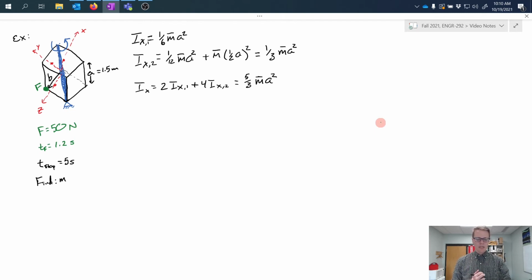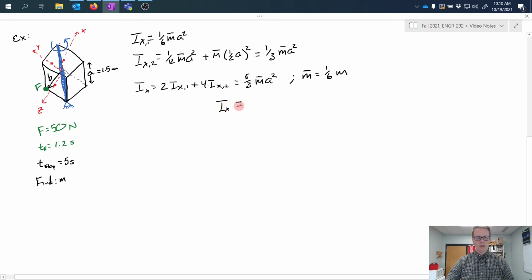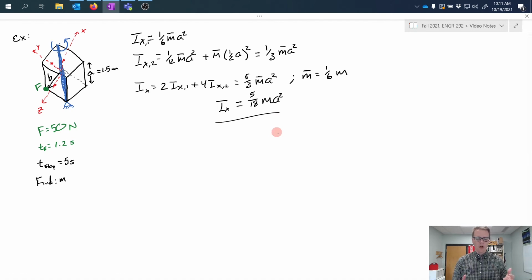However, we also said that we wanted to find eventually m, so it would be useful to convert this equation to m. We know that m is 1/6 of the overall mass because the cube is made up of 6 sides. So if I substitute that in, then I get an Ix of 5/18 m a squared. So that's the mass moment of inertia that I want to use for the overall device.